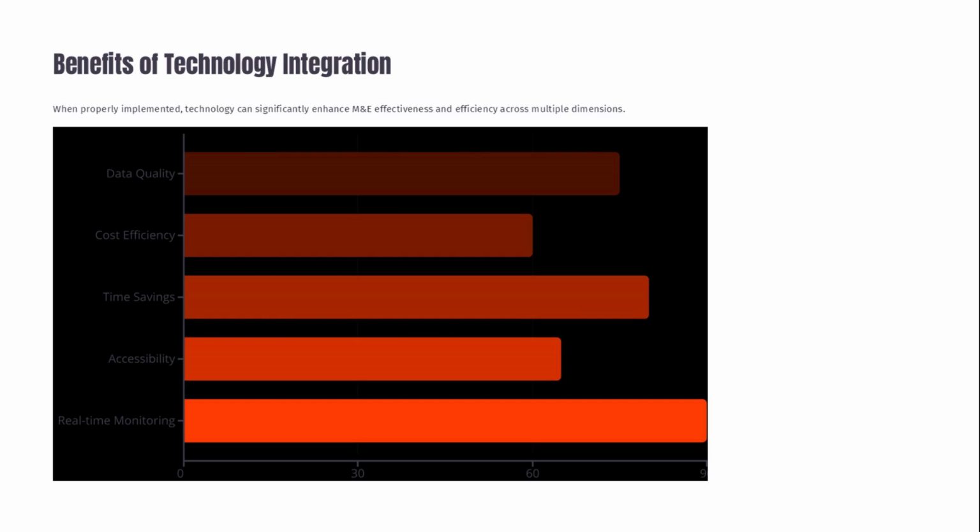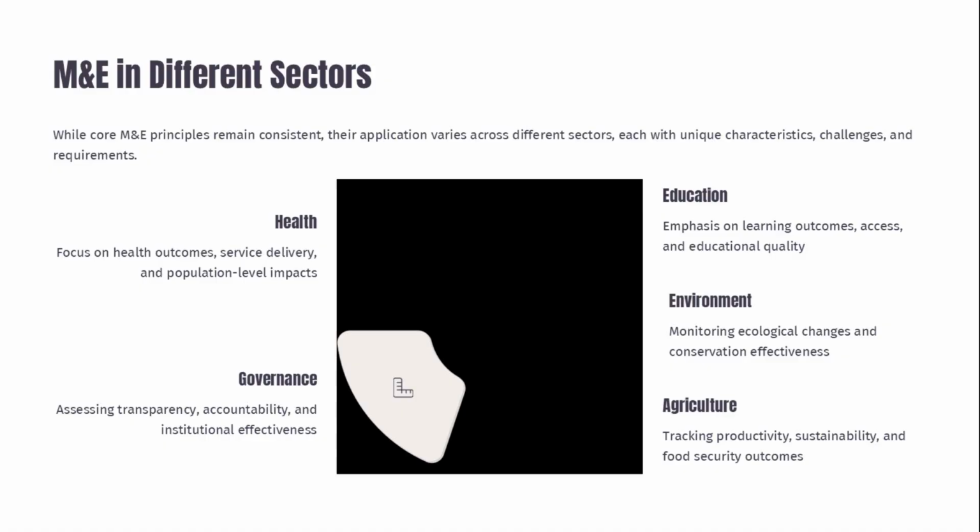in modern M&E practices. While core M&E principles remain consistent, their application varies across different sectors, each with unique characteristics, challenges, and requirements. In health, the focus is on health outcomes and service delivery. Education emphasizes learning outcomes and access. Environment monitors ecological changes, and agriculture tracks productivity and sustainability. Governance assesses transparency and accountability.